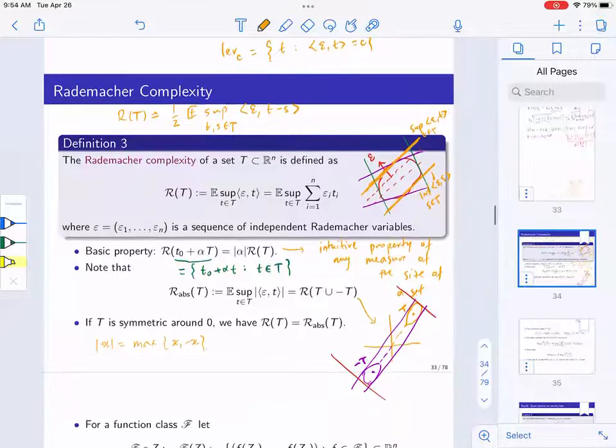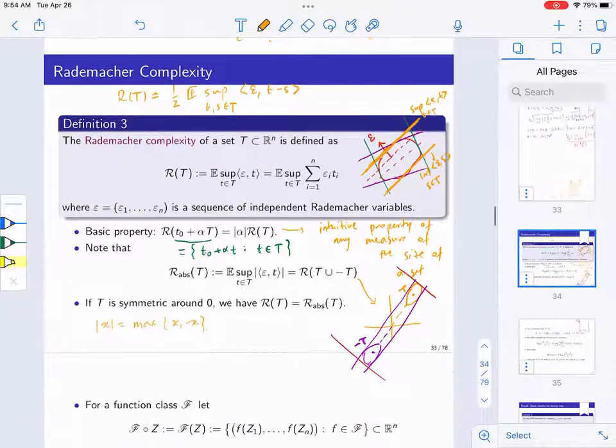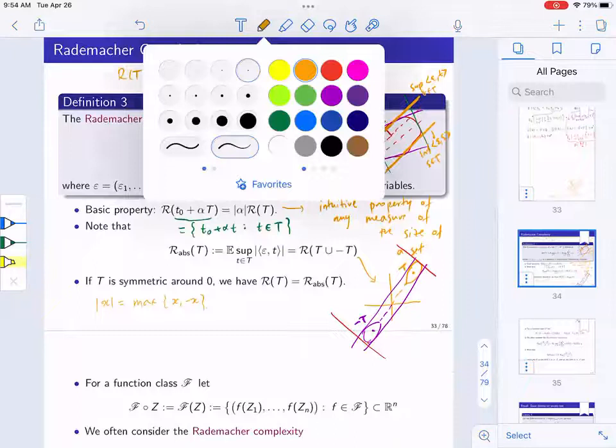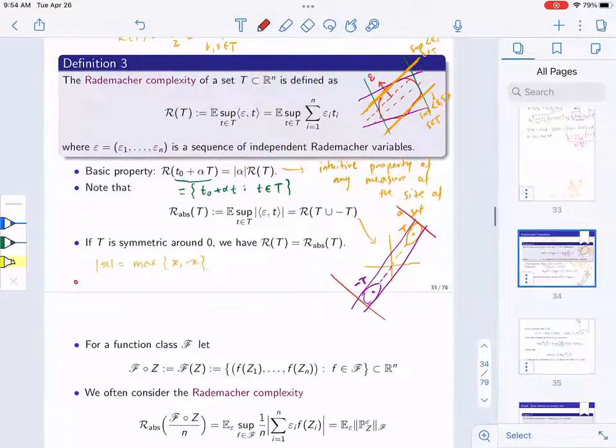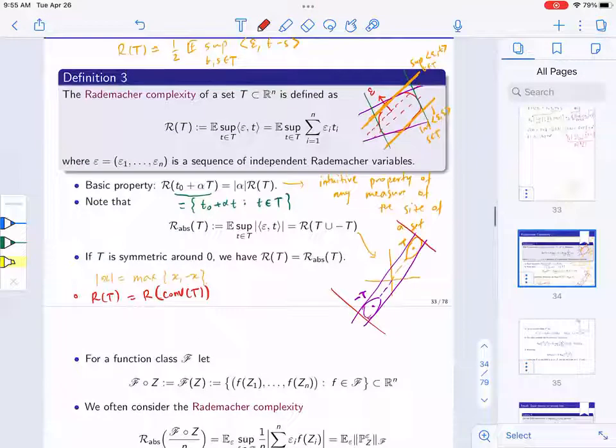Okay, so these are some basic properties. There are other properties. The other property is that the Rademacher complexity of T is the same as the Rademacher complexity of the convex hull of T. And this follows from a basic result that if you maximize a convex function over a set, it's like maximizing over the convex hull.